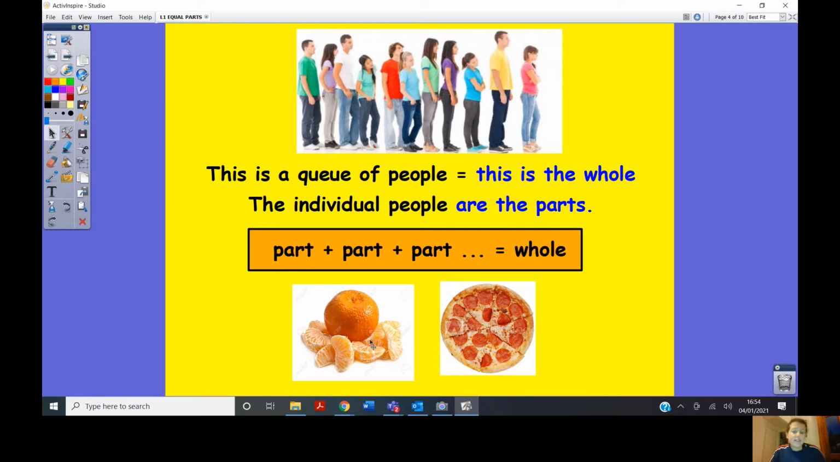A satsuma is divided into segments. Each of these segments is a part of the satsuma. So each segment is part, add part, add part, add part to make the whole satsuma. This is a pizza. 1 part of the pizza is called a slice. All the slices of the pizza, all the parts of the pizza added together is equal to the whole.